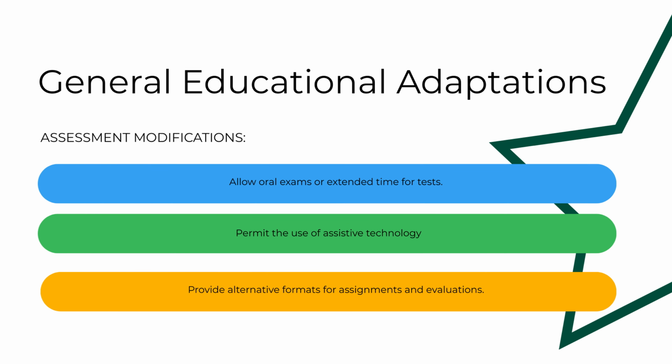And lastly, assessment modification. First, allow oral exams or extended time for tests. Give extra time to students or let students answer tests orally if they prefer. Second, permit the use of assistive technology. We should allow students to use helpful learning tools so that it will be easier for them to answer the test or the assessments. And lastly, offer assignments in formats that suit their needs. We should provide alternative formats for assignments and evaluations.